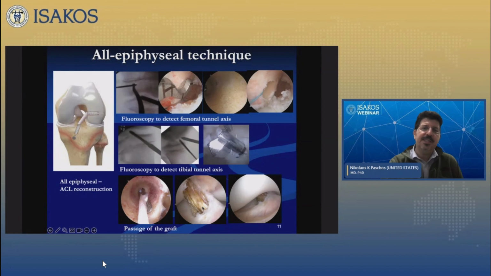And I aim for a 60 to 65 graft, no bigger than that, because then you don't have enough space in these spaces to go for a 20 tunnel. Typically, I go for a 15 on each side, so as to make sure that you stay within the epiphysis.